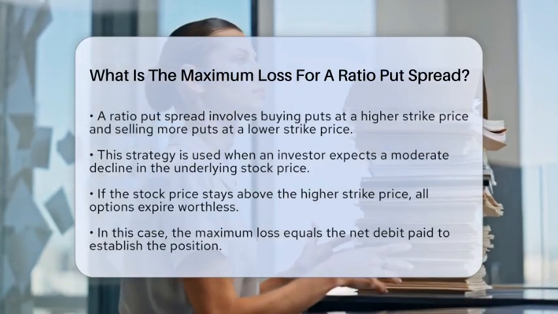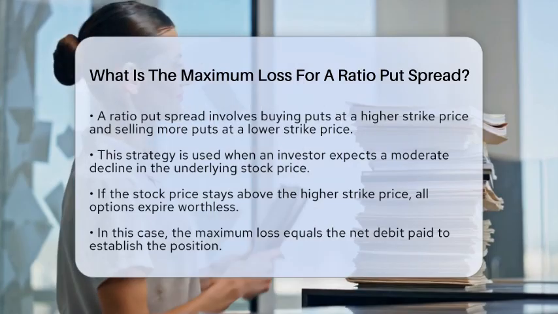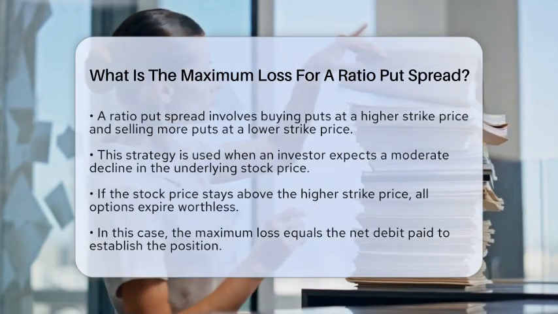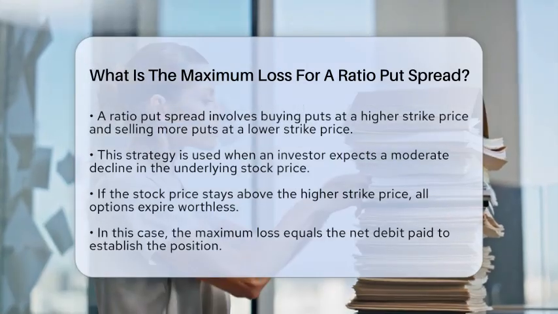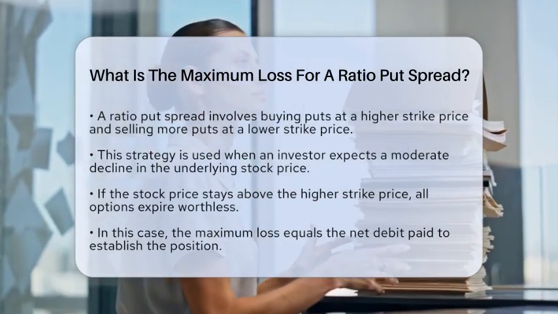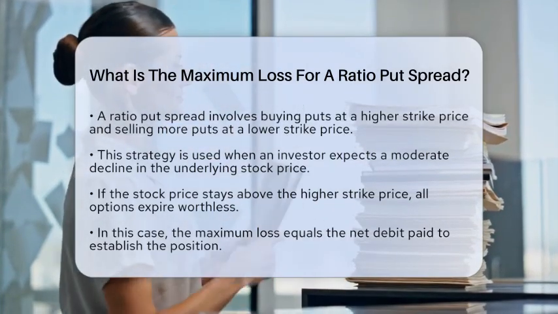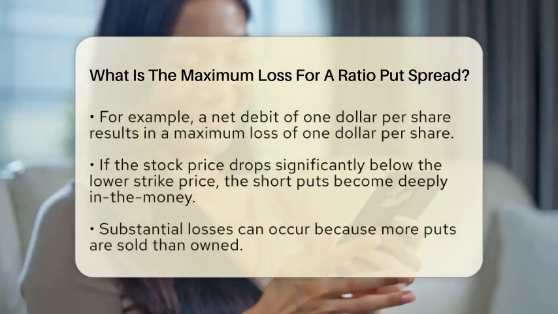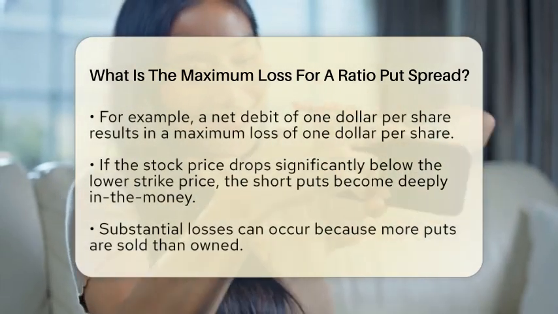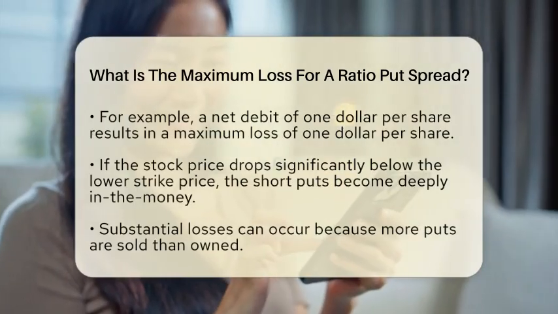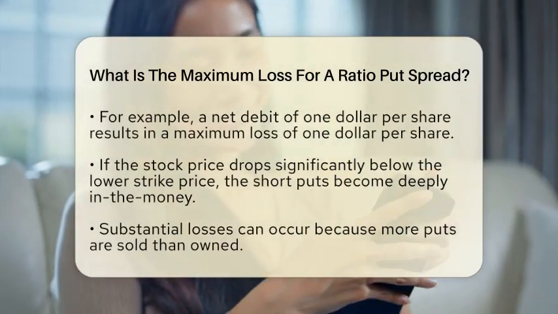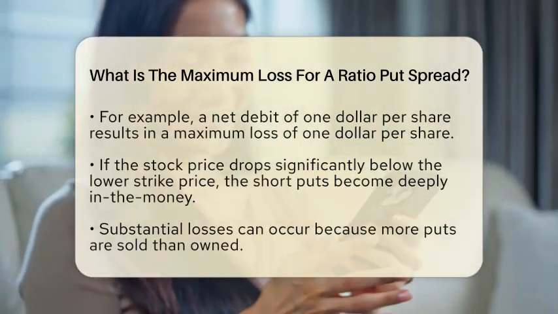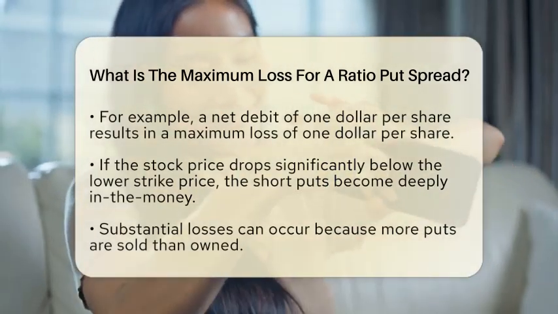So, what happens if the stock price behaves differently than expected? If the stock price remains above the higher strike price, which is the strike of the long puts, all options will expire worthless. In this scenario, the maximum loss is limited to the net debit paid to establish the position. For instance, if you open the spread for a net debit of $1 per share, your maximum loss would be $1 per share. Now, let's consider a different situation.